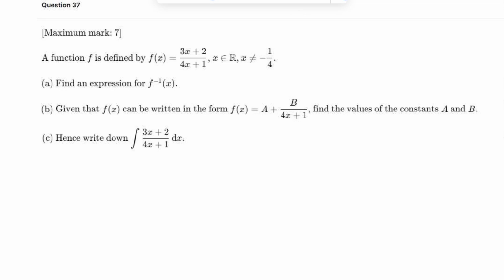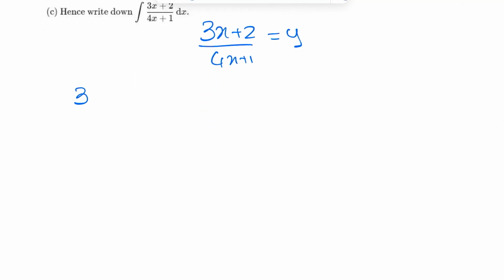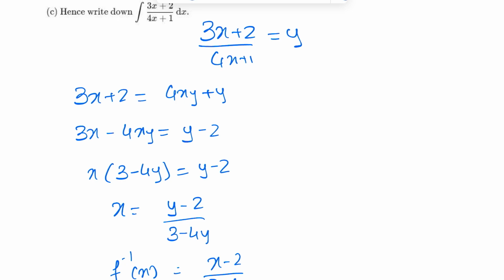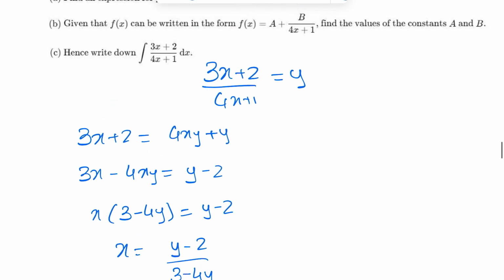Next, question number 37. Find f inverse of x. For f inverse of x, what should I be doing? 3x plus 2 upon 4x plus 1 equals y. Do the cross multiplication. 3x plus 2 equals 4xy plus y. So 3x minus 4xy equals y minus 2. Take x common. x times (3 minus 4y) equals y minus 2. x equals y minus 2 upon 3 minus 4y. So f inverse of x equals x minus 2 upon 3 minus 4x. That is f inverse of x.